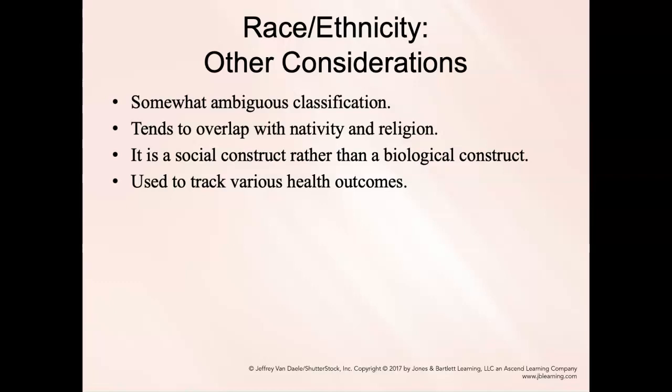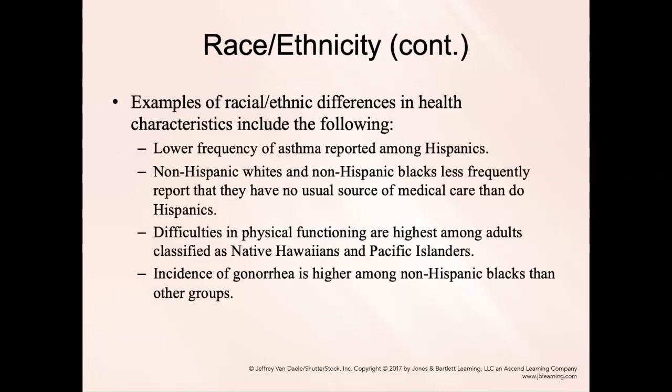However, we do use these to track various health outcomes, and we often see a lot of differences and disparities across different racial and ethnic groups. This slide shows some examples of racial and ethnic differences that have been observed in different studies. So, for example, those who identify as Hispanics actually tend to have lower frequency of asthma, which is interesting.